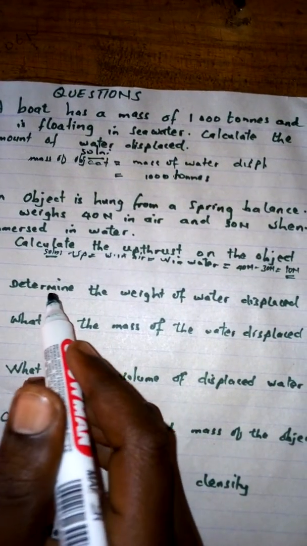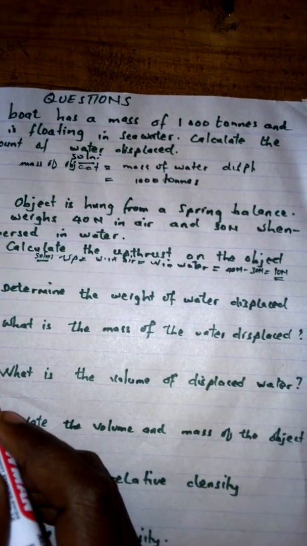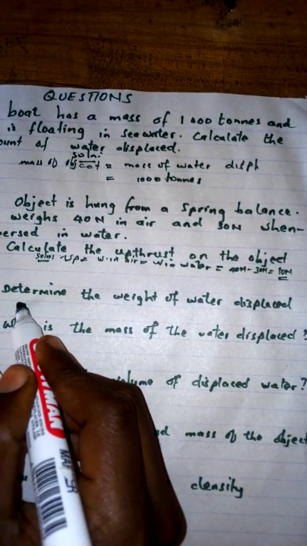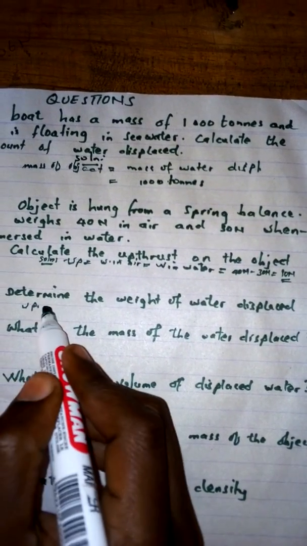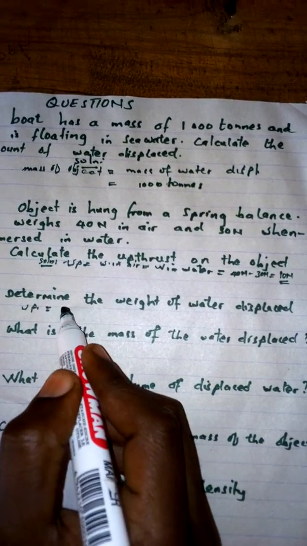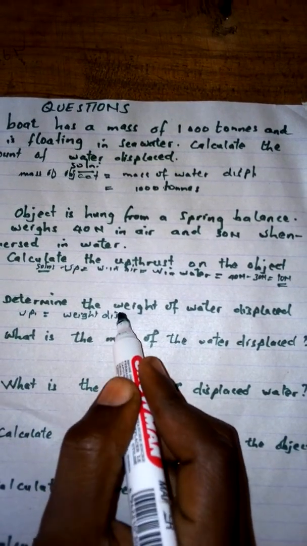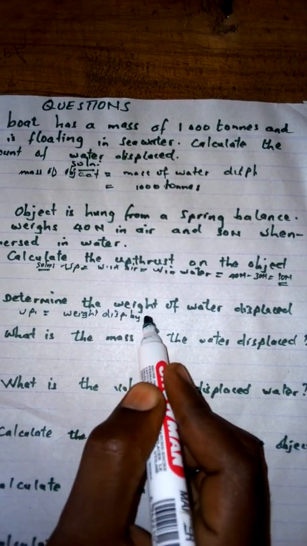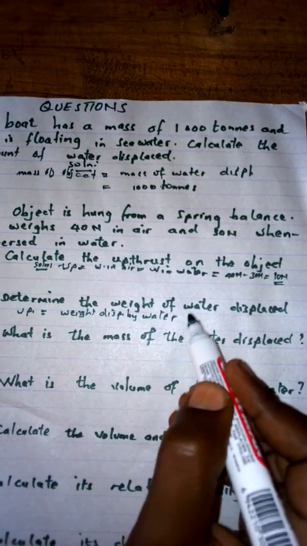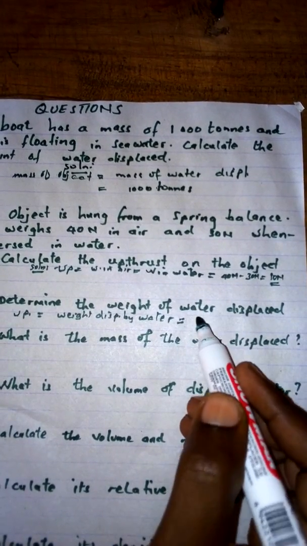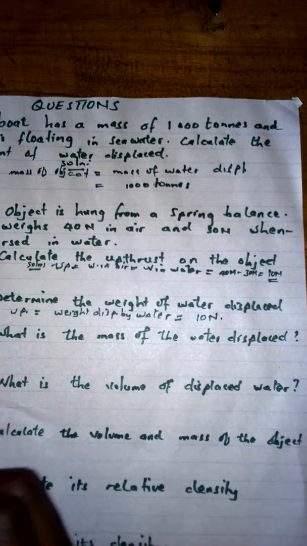All right? Okay. The second part of this question is asking to determine the weight of the water displaced. So remember that as far as Archimedes principle is concerned, the upward thrust basically is equal to the weight of the water displaced. So we have already calculated the upward thrust, so our weight now will be the same as the upward thrust. It will be 10 Newton.